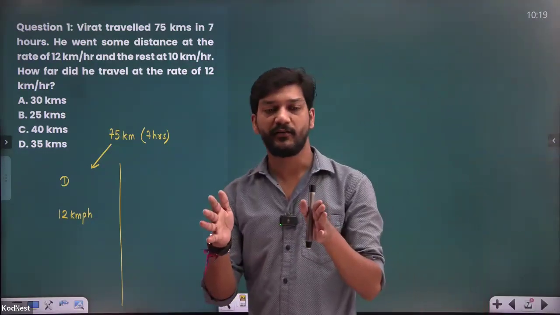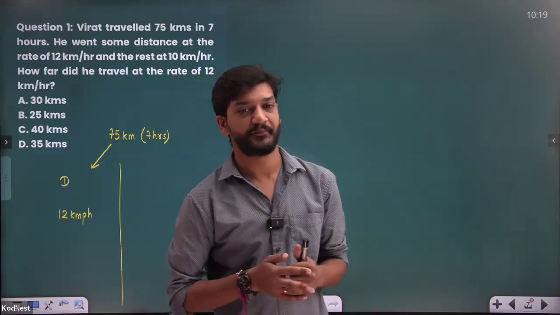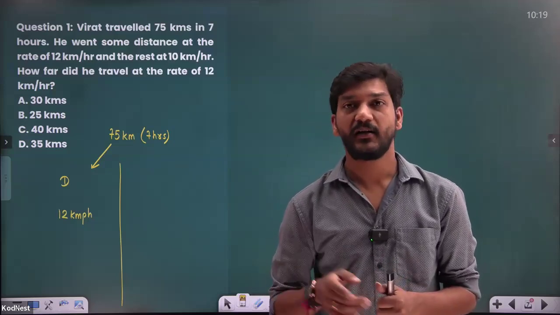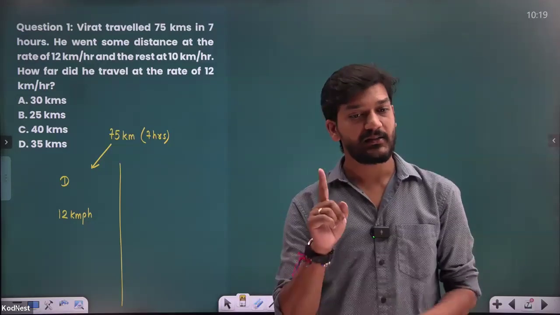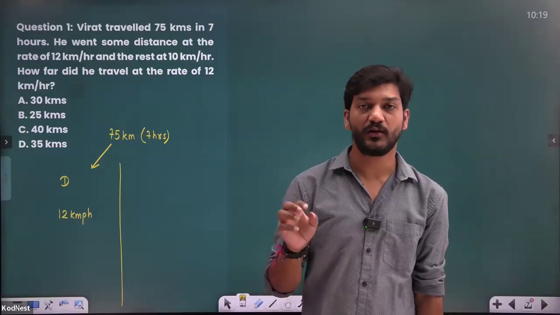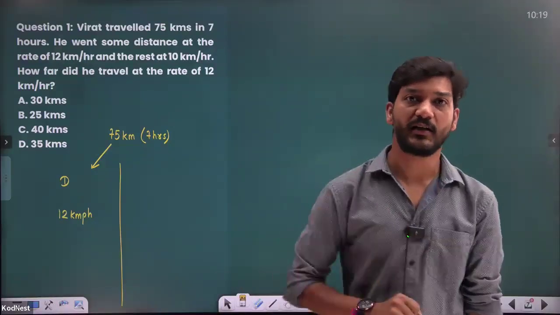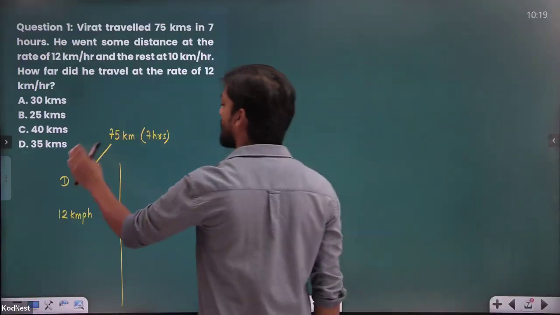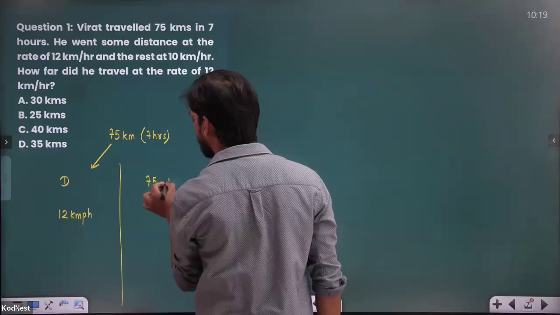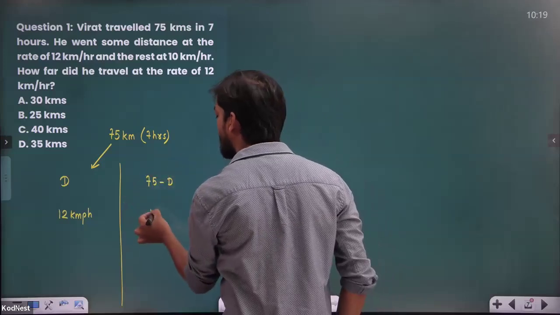Total 75. One part is D. So other part will be? My dear, D minus 75 is right if D is the total value. D is not total. Total is 75. So total minus first part will give you the second part. So total minus D will be the second part, 75 minus D. Okay, this part is traveled at 10 kmph.